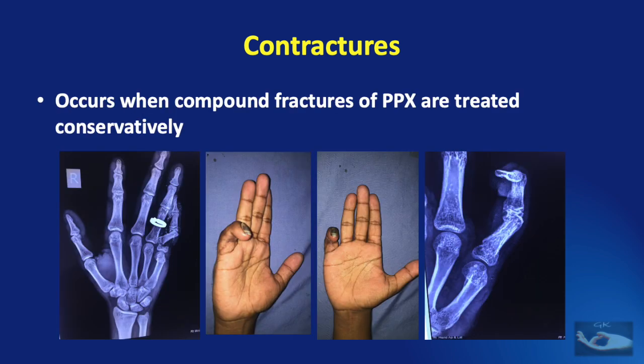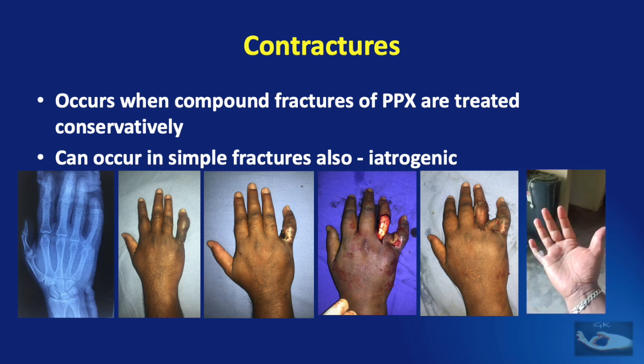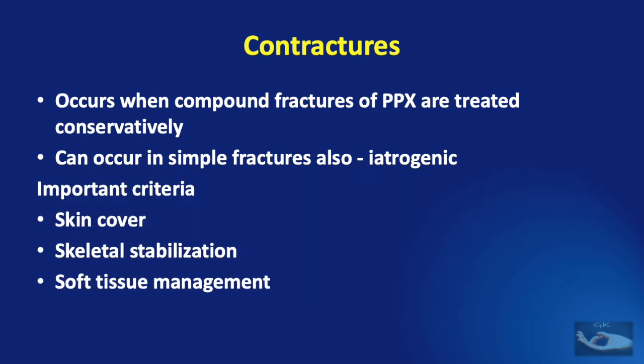Contractures are a complication that occur when compound fractures of the proximal phalanx are treated conservatively. They can occur in simple fractures also, and they are mostly iatrogenic, as in this example, in which a fracture of the base of the proximal phalanx of the little finger was managed with a POP slab, but later swelling and blisters were noted on the little finger, which broke down, yielding an ulcer, which was then resurfaced with a flap cover. So the important criteria to be considered when managing compound fractures of the proximal phalanx are adequacy of skin cover, skeletal stabilization, and soft tissue management.